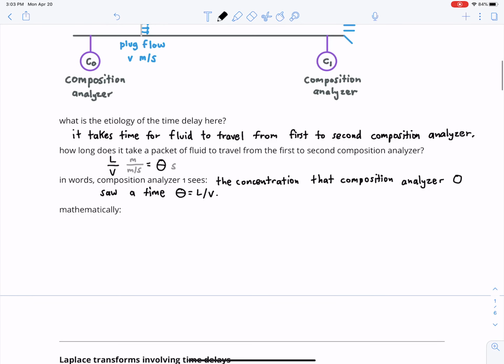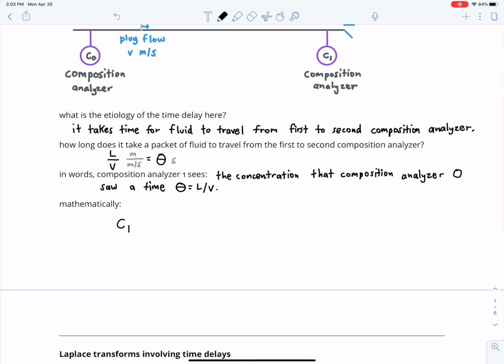And so mathematically, we would relate the concentrations being read from these composition analyzers, and we would write that C1 of t, the concentration output by this composition analyzer, is equal to C0, but time delayed, of t minus L over V. And so this is the time delay right here. So this is your time delay.